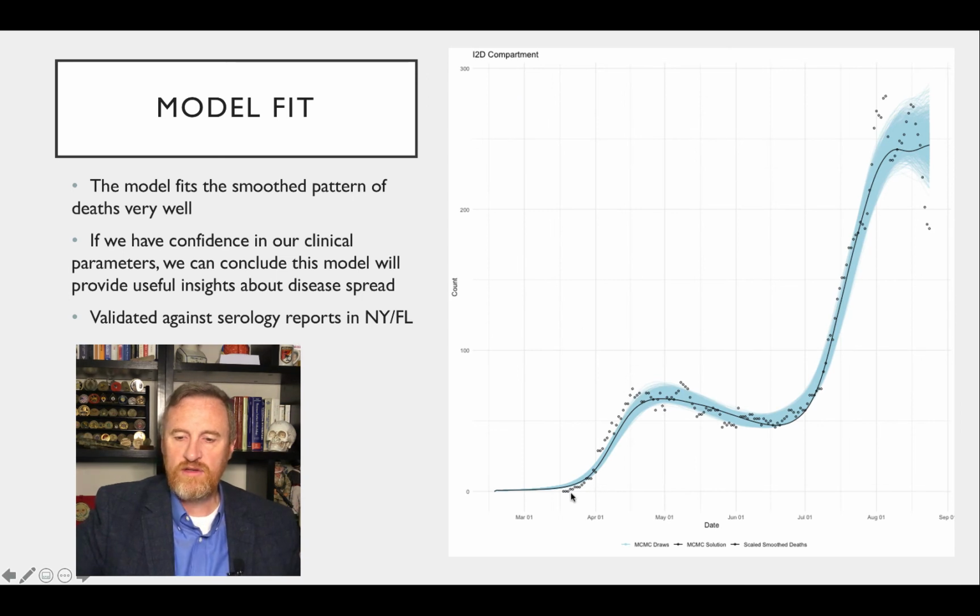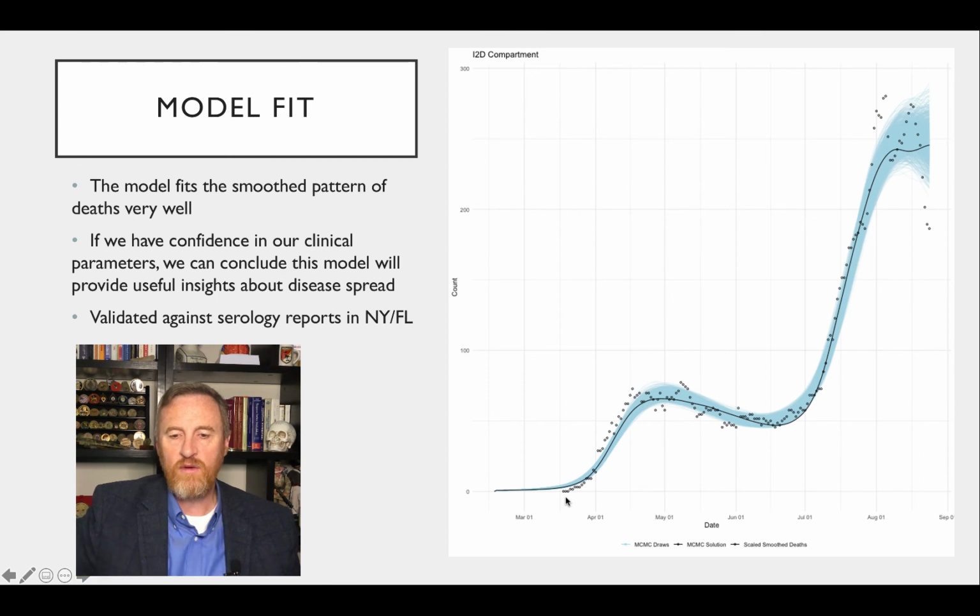So if you look at this, you can see that the circles are the actual reported deaths. In this case, I believe, is for the state of Florida. And so you'll see over time, the deaths are actually fit very well by the smooth model from our estimate.